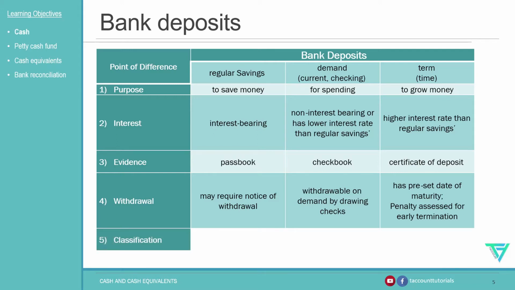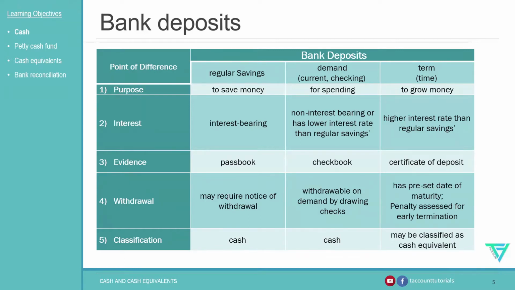So here comes the accounting treatment for these bank deposits. For the classification, regular savings is classified as cash. Demand deposit is also classified as cash. And for time deposit, it may be classified as cash equivalent. So it may never be classified as cash.